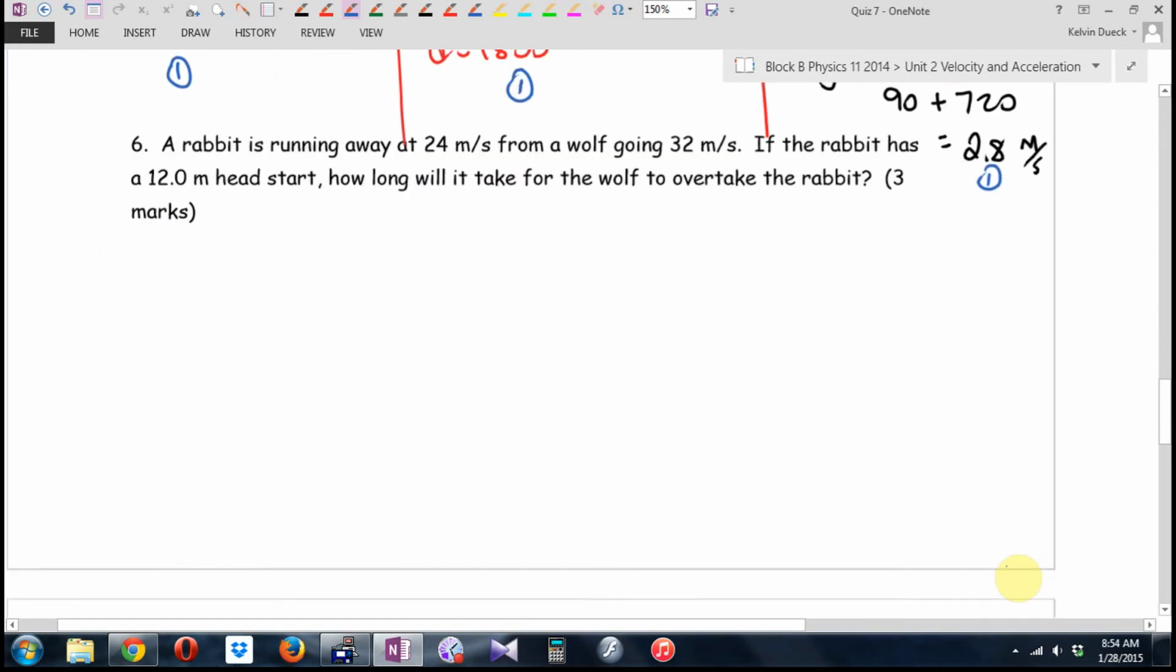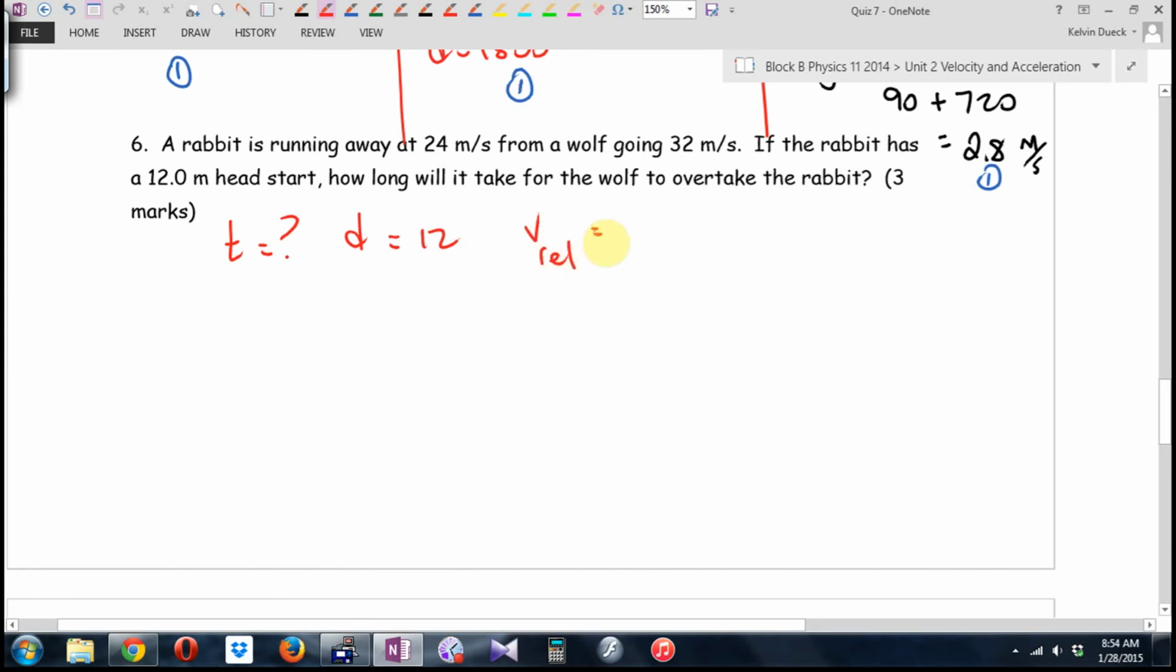Relative velocity. How do I know it's relative velocity? Because I see 2 things moving, a rabbit and a wolf. What do they want me to find? How long? The distance, apparently, that we have to make up is 12 meters.